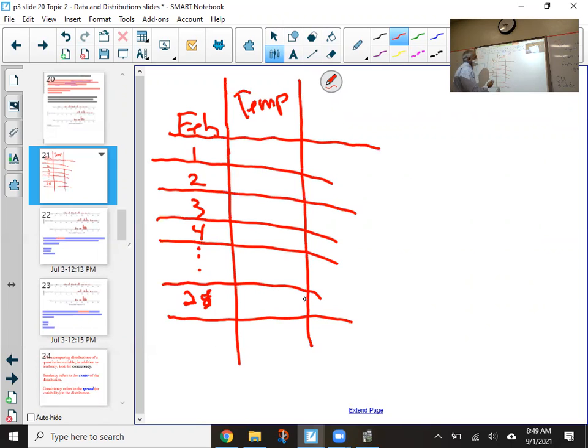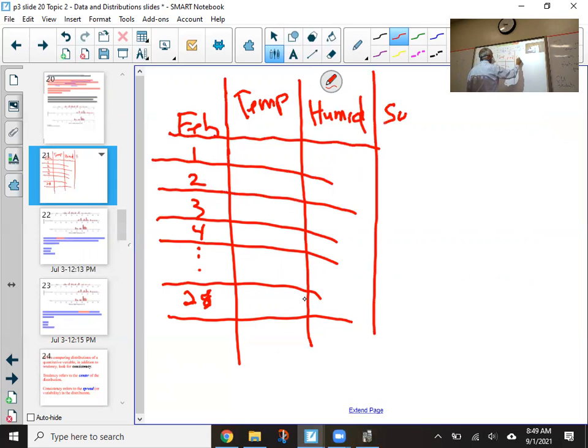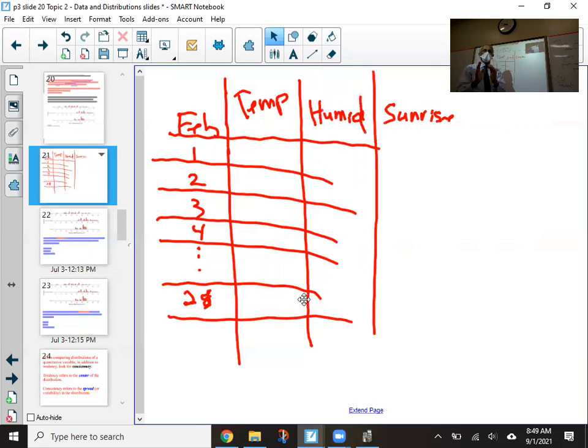I could have another variable for each day. What would it be? Humidity. Or I could have another variable, time of sunrise. Each of these variables is describing a particular day. And I would have 3 of these tables, one for Lincoln, Nebraska, one for San Luis Obispo, and one for Sedona. So I'm comparing 3 separate groupings. I'm comparing 3 separate tables by using these dot plots.